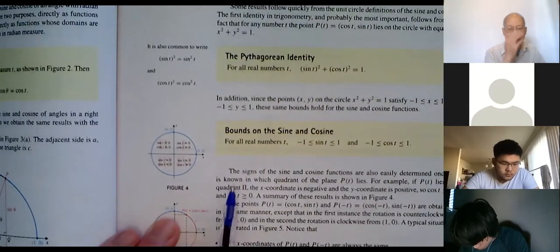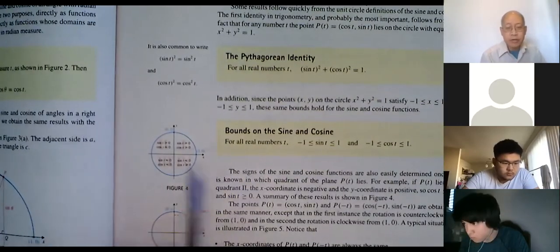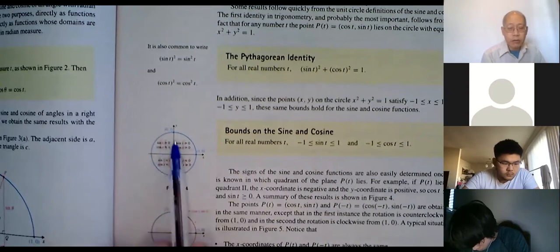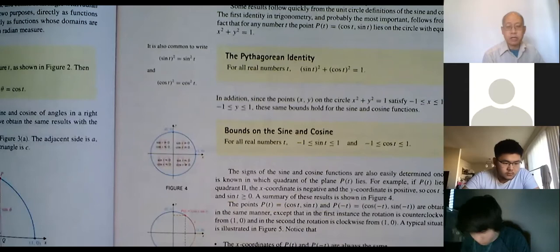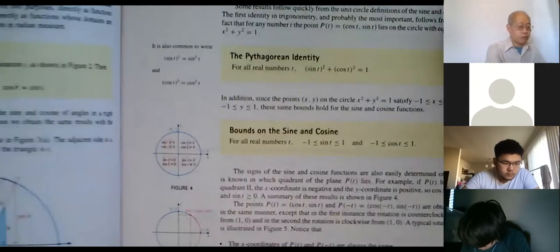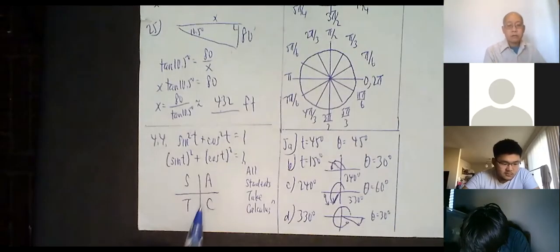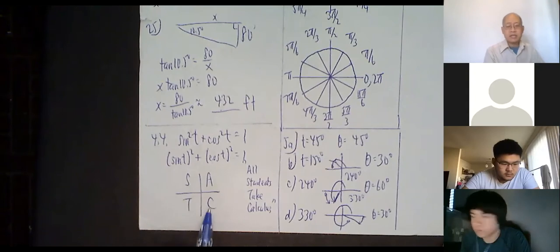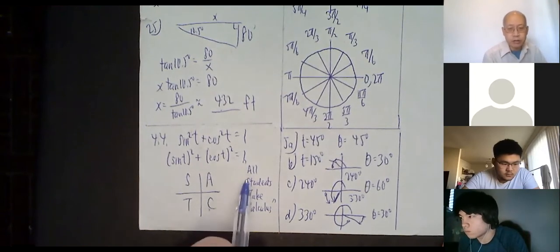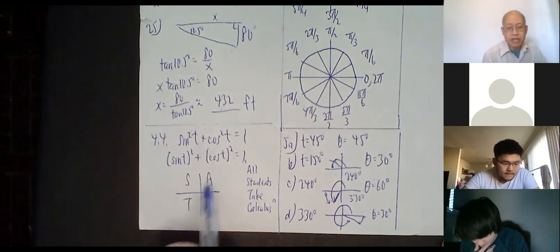Okay, and now about the signs, S-I-G-N-S. It depends on what quadrant you're in. Now, what the book has here is correct. I'll show you my version. Some of you may have heard this mnemonic trick, memory trick before. ASTC. Sometimes the memory trick is all students take calculus. ASTC. Again, if we were meeting face-to-face, I'd make you guys memorize it, but since we're not, you won't.